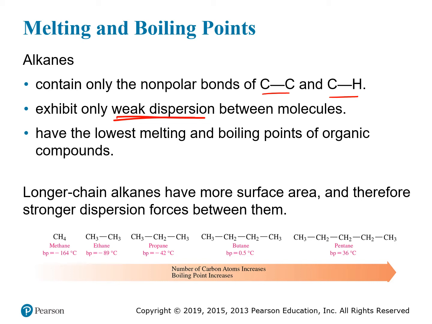So here we can see the boiling point increases as you go from methane, which is 1 carbon and has a boiling point of negative 164 degrees Celsius, to ethane, which is 2 carbons long, and its boiling point is negative 89. Propane is 3 carbons, and it goes up to negative 42. Butane is 4 carbons long, and it finally gets to positive Celsius temperatures, 0.5 degrees Celsius. And pentane is 36 degrees Celsius. The boiling point is just below human body temperature.